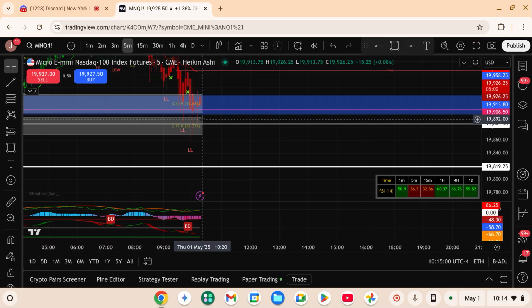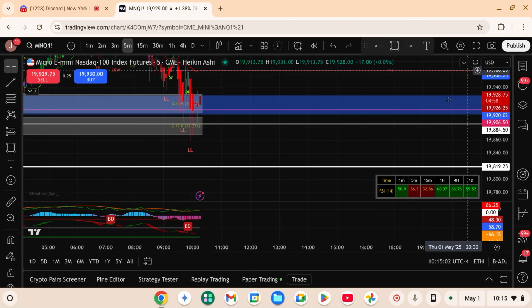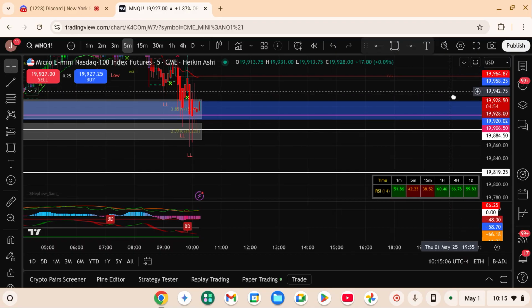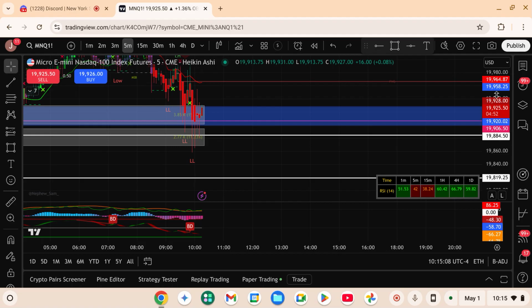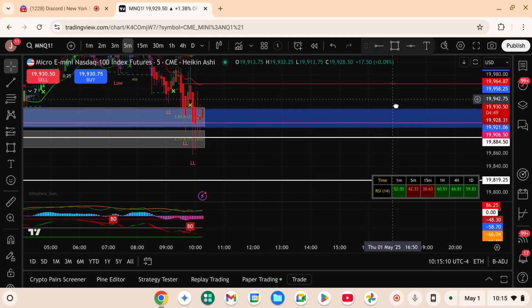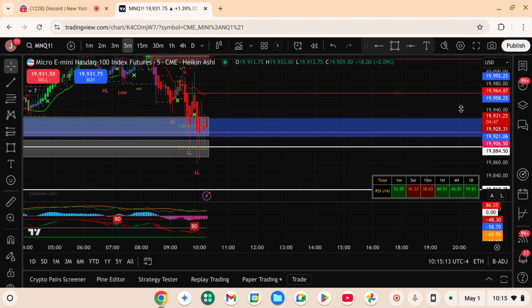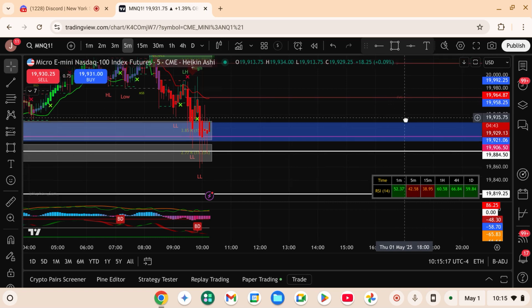Remember, only two trades a day. The first trade was a $220 loss. We'll try to do another one, risking the same amount. So that way you're only down 400, or 450 something, if you lose both trades.